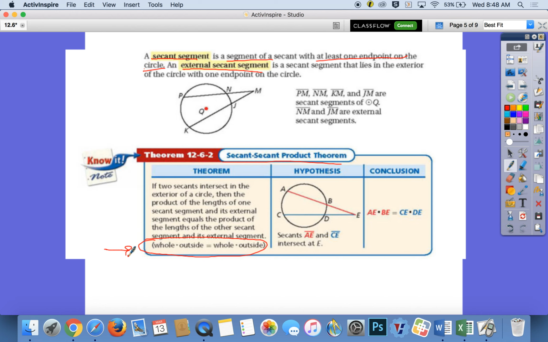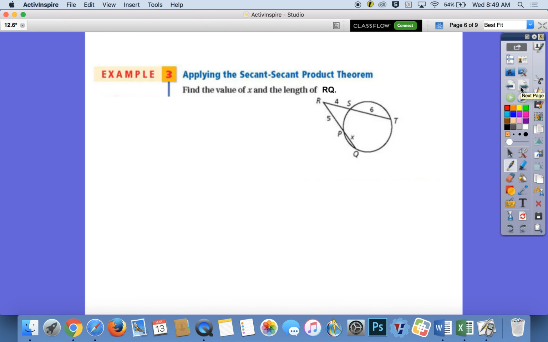So what you need to write down for this is whole times outside equals whole times outside. This is the main thing I want you to remember for this section. It's going to help us in our next theorem as well. Okay, now be careful. The whole is this plus this, not this times this, and that's going to be an easy mistake to make. Alright, so let's look at this problem here.